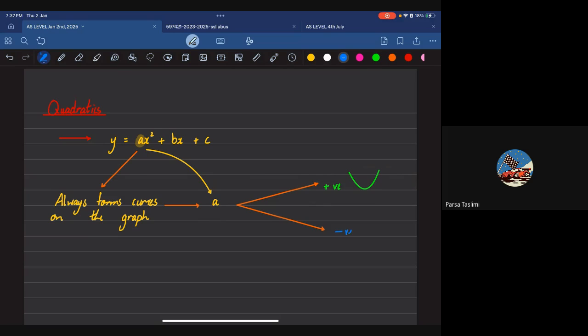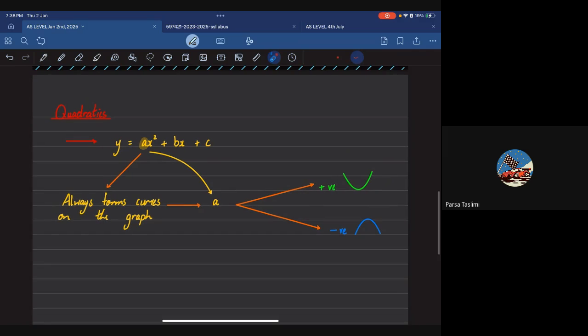So if the value of A is negative, it's going to be what you may call upside down. The parabola, as Parsa said, is going to be opening downwards. And if the value of A is positive, it opens upwards. So this is how you determine the orientation of your graph as well. All right, perfect. Now, this is the general information we know about quadratics.